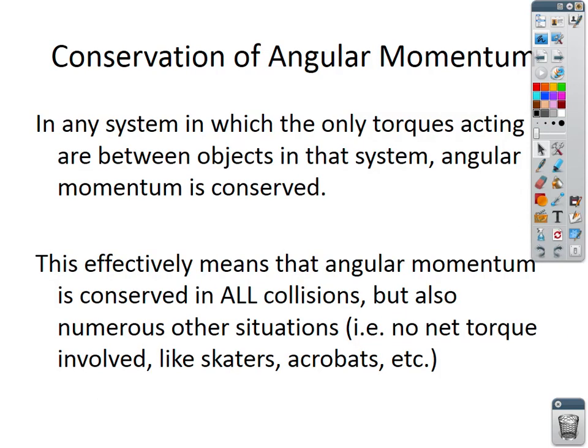So the last thing with momentum is that angular momentum is going to be conserved within the system. As long as the torques are within the system itself, there is no change in angular momentum. It has to be within it. So this basically means angular momentum is conserved in all collisions because we're only going to look at those two objects.